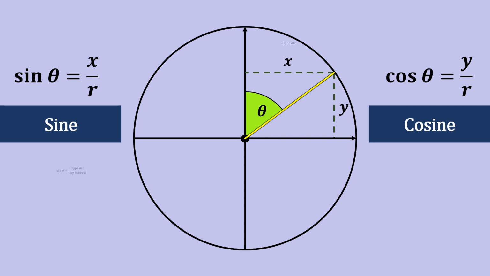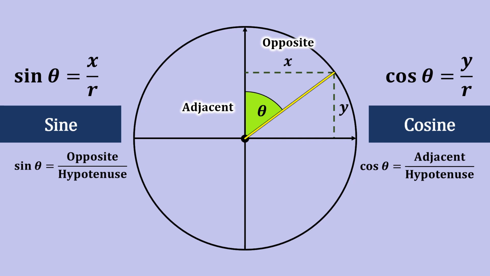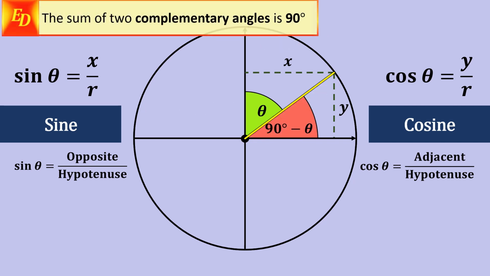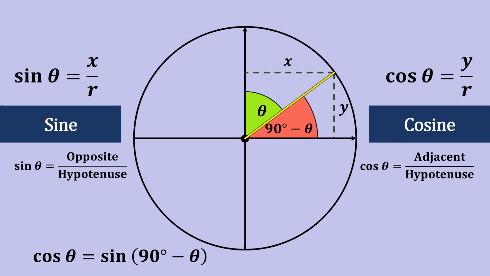X represents the opposite side of the angle, while y is the adjacent side. The hypotenuse is simply the longest side of a right-angled triangle, and it represents the radius in a circle. This is the complementary angle of theta. The cosine of an angle is equal to the sine of its complementary angle. In the same way, the sine of an angle is equal to the cosine of its complementary angle.